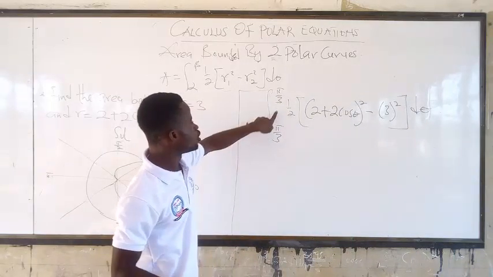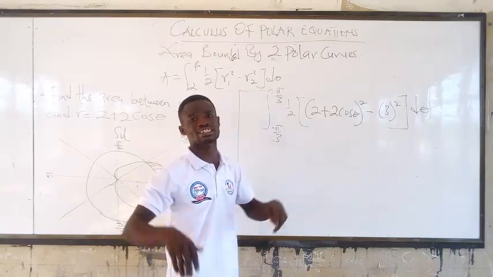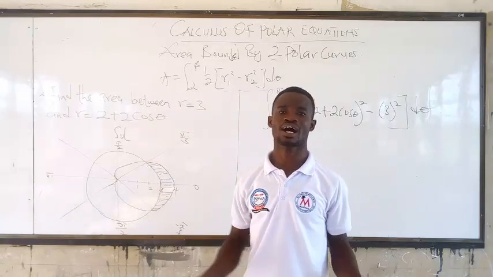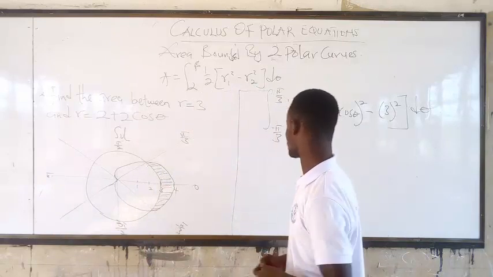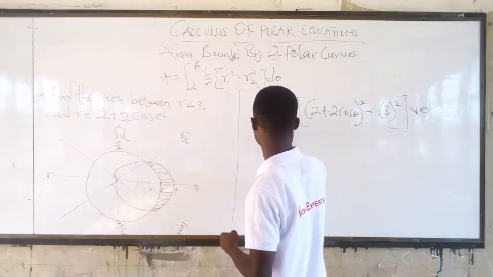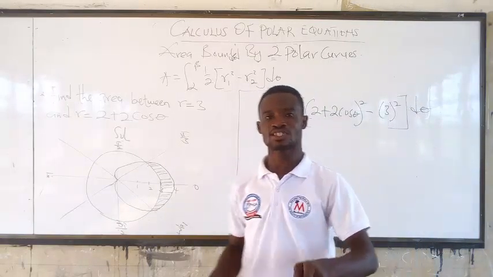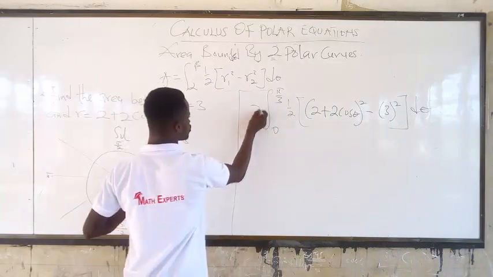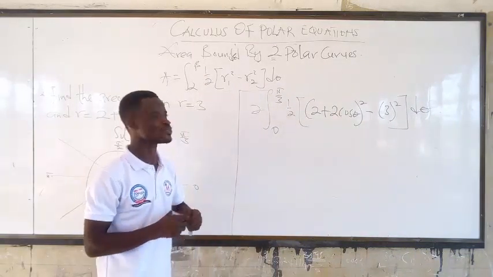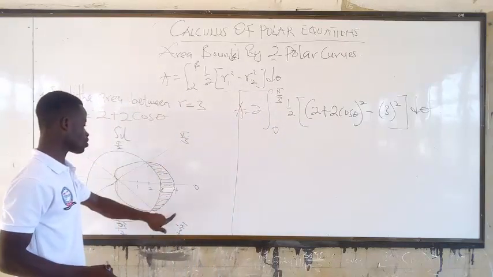And also, it's not always that you must choose from negative pi. In fact, I always like choosing my lower limit to be 0. And I have told you the reason why. So here, you can take it from 0 to pi over 3. But remember, you multiply by what? 2. Good. 2. So the area is going to be that. You get from 0 to pi over 3, then you multiply by 2.